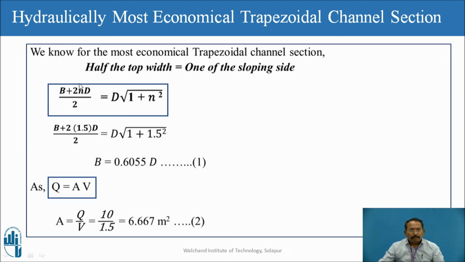So in this equation, half of the top width, B plus 2ND upon 2, that is the half top width, is equal to one of the sloping sides. This we can find out by N horizontal to 1 vertical. Putting these values, we will get B in terms of D, because both are unknown. We know the equation of discharge, that is area into velocity. We find the area, it is 6.667 meters square.